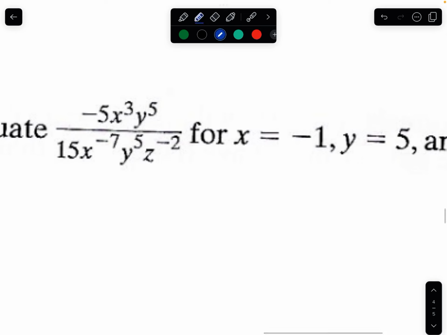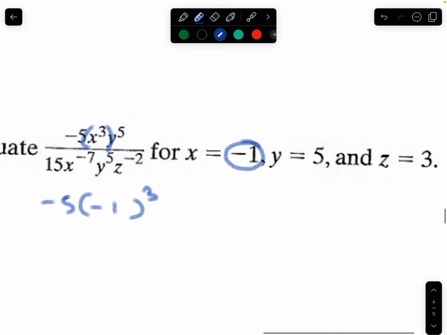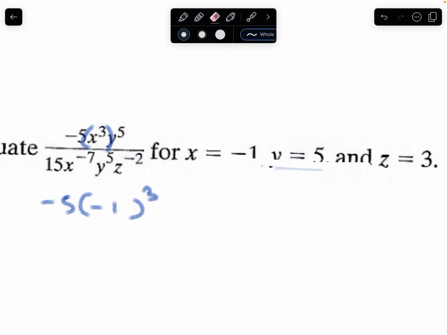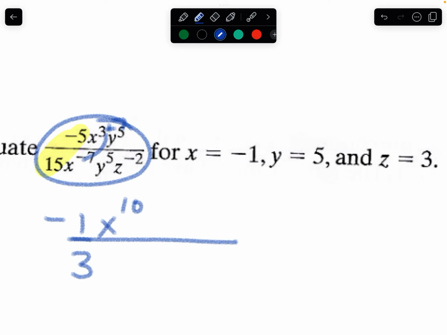This one, x is -1, so -5 times -1 cubed. Y is 5. You know what? Because of the exponent, I'm going to simplify this first. I'm going to reduce that to -1 over 3. Kick this to the top, plus 7. So x to the 10th. Let's kick the -5. -5 is y to the 0 power. That's 1. That's no y left. Kick that to the top.